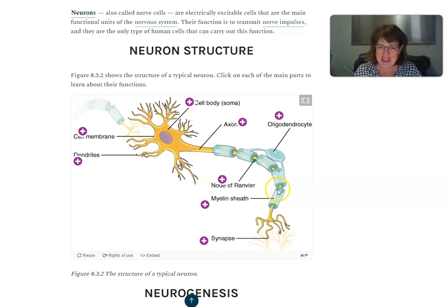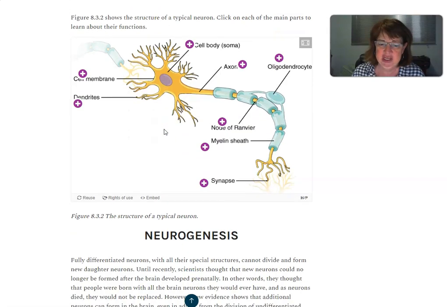is called an axon. Now, those axons can be covered or insulated with two different types of cells, depending if it's in the peripheral nervous system or the central nervous system. If it's in the peripheral nervous system, it's covered by what's called a Schwann cell. And if it's in the central nervous system, it's covered with what's called an oligodendrite cell. And both of them make up the myelinated sheath. So this is a typical neuron structure. Neurons are used for communication.